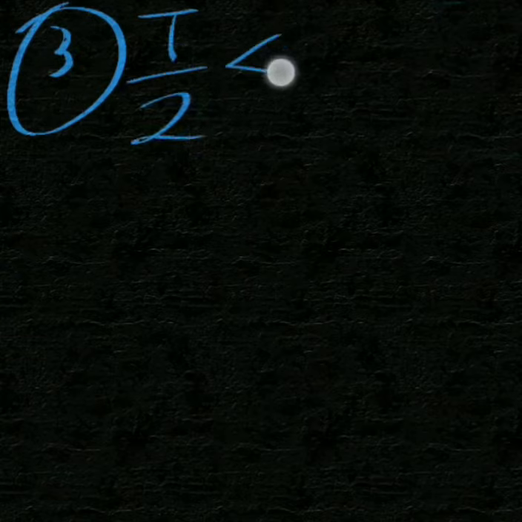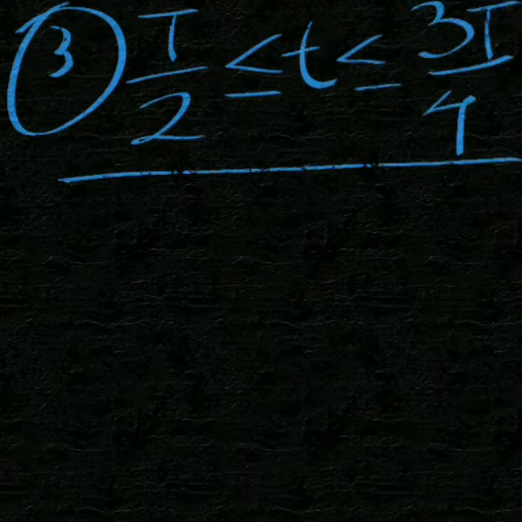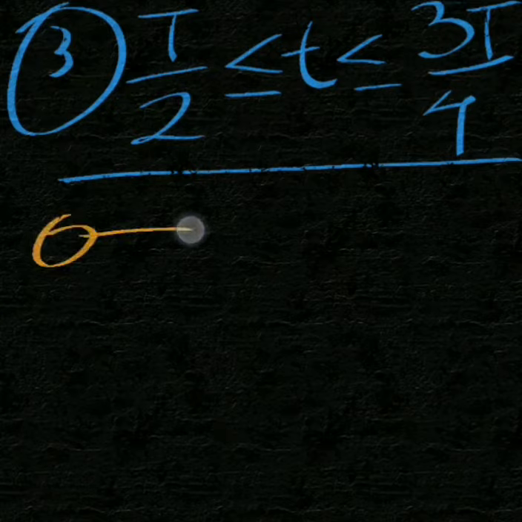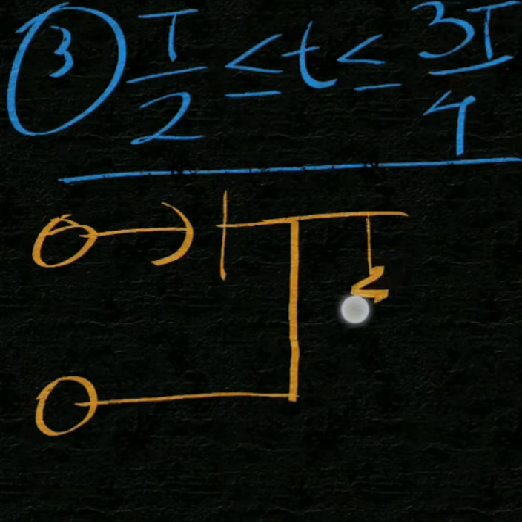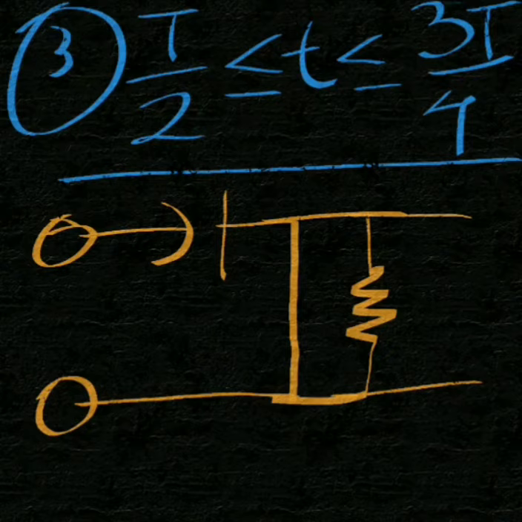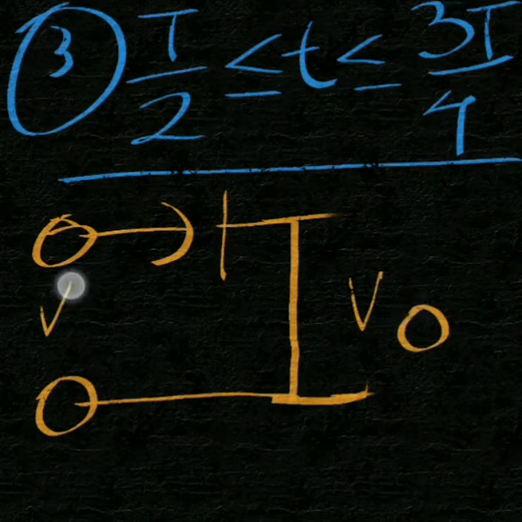Next, from T/2 to 3T/4. Now in this time range, for the first time the diode becomes forward biased, and our equivalent circuit is this, because the diode is replaced by a short circuit as it is in forward bias. So this is our equivalent circuit. Now the resistor will also get short circuited, and hence our equivalent circuit is actually this. This is the V output, this is V in.